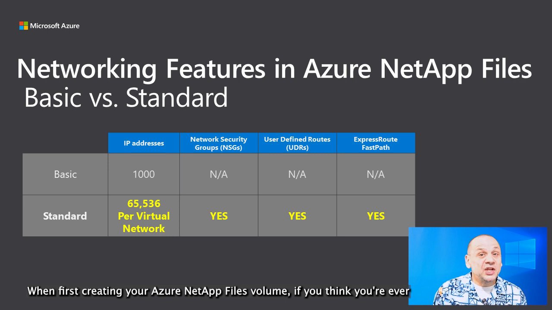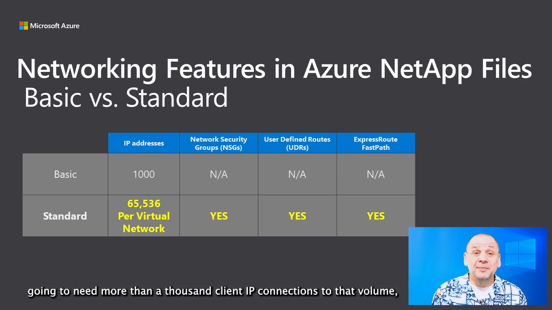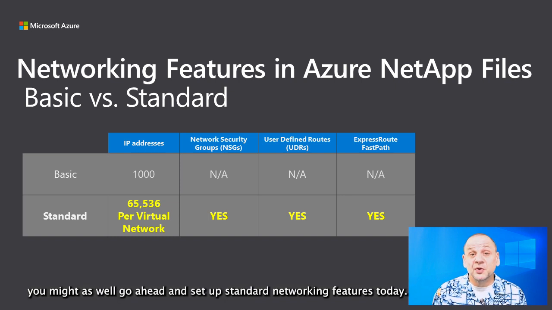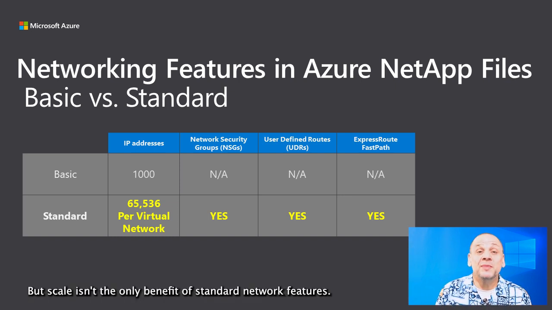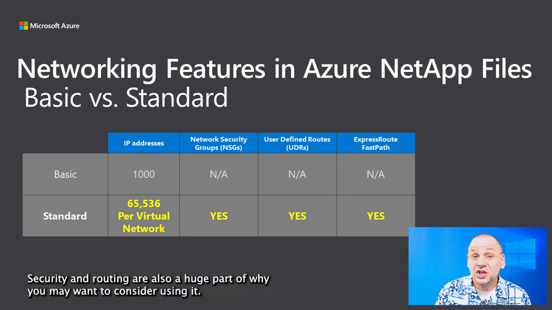When first creating your Azure NetApp Files volume, if you think you're ever going to need more than 1,000 client IP connections to that volume, you might as well go ahead and set up standard networking features today. But scale isn't the only benefit of standard network features. Security and routing are also a huge part of why you may want to consider using it.